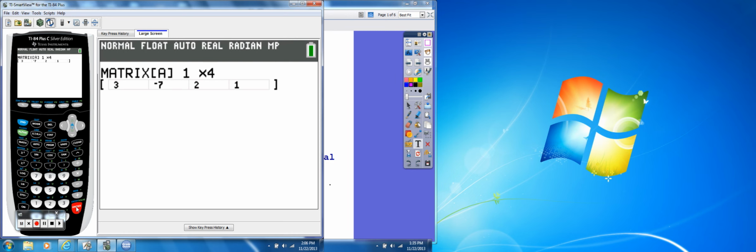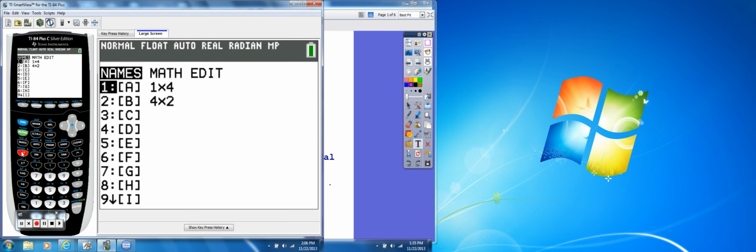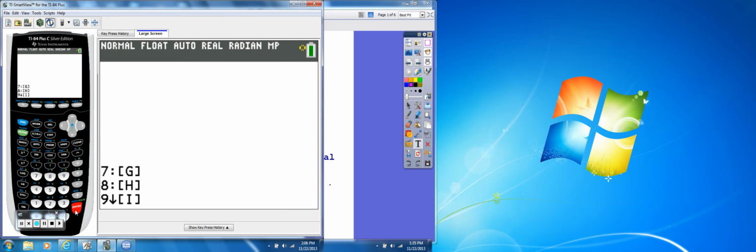Everybody okay? So now get out of there, go back to your home screen. The way you do that is you hit second quit. Second mode is quit. Okay, now go back into your matrix. Go over to edit. And which letter do we want to edit now? B, right? So go down and highlight B.